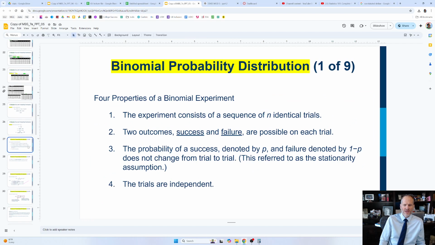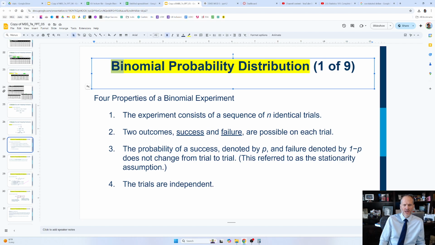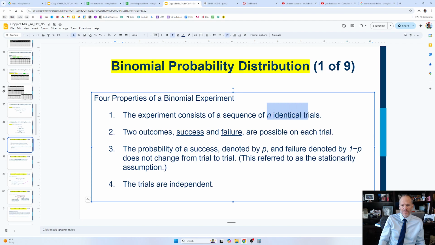And with binomial distribution, it's a situation where the experiment has a number of trials represented by n, identical trials. And there are two outcomes for each trial, success and failure.